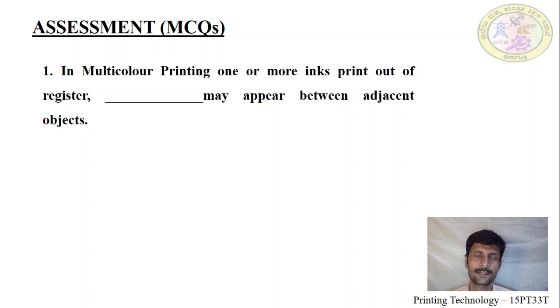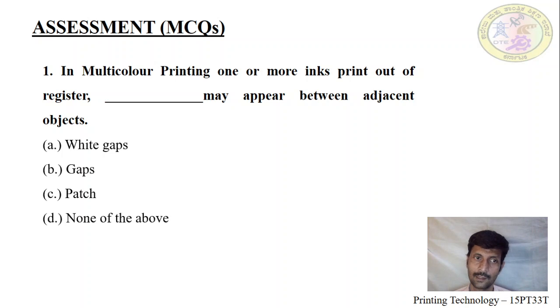Let us discuss a multiple choice question. In multicolor printing, if one or more inks print out of register, a gap may appear between adjacent objects. To avoid this, we will use trapping in the plate making process. It may be automated or manual. Let us see the options: avoid gaps, gaps, patches, or none of the above.